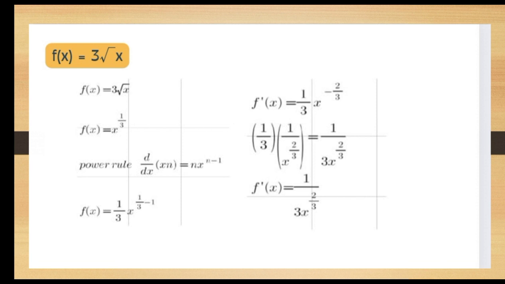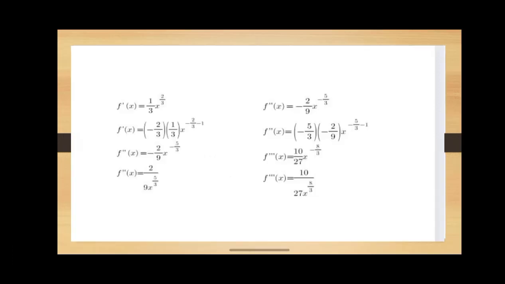Second derivative, we have f double prime of x. To find the second derivative, we differentiate the first derivative obtained in the previous step. Differentiating f prime of x equals 1 over 3 times x raised to negative 2 over 3, using the power rule, we get f double prime of x equals negative 2 over 9 times x raised to negative 2 over 3 minus 1, which equals negative 2 over 9 times x raised to negative 5 over 3.